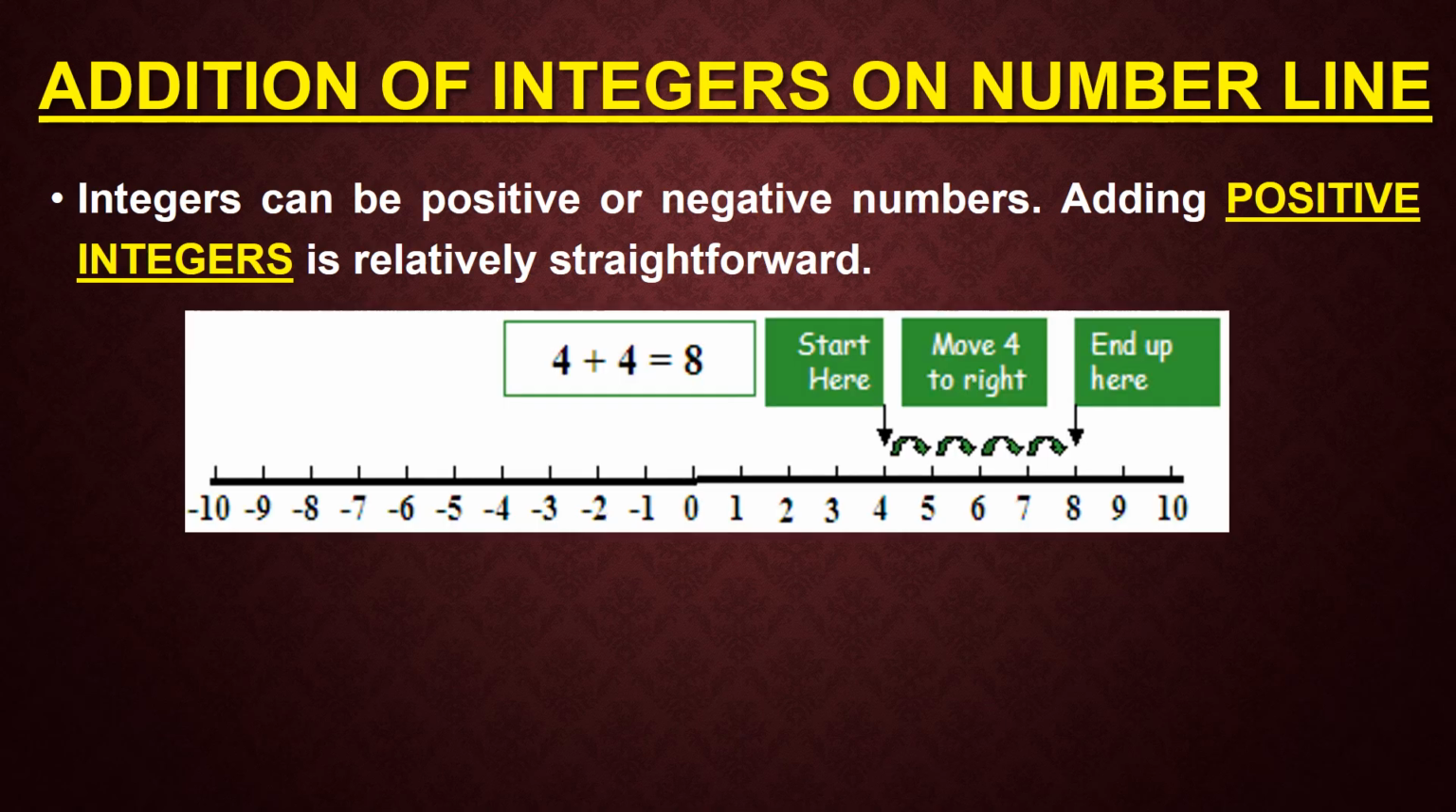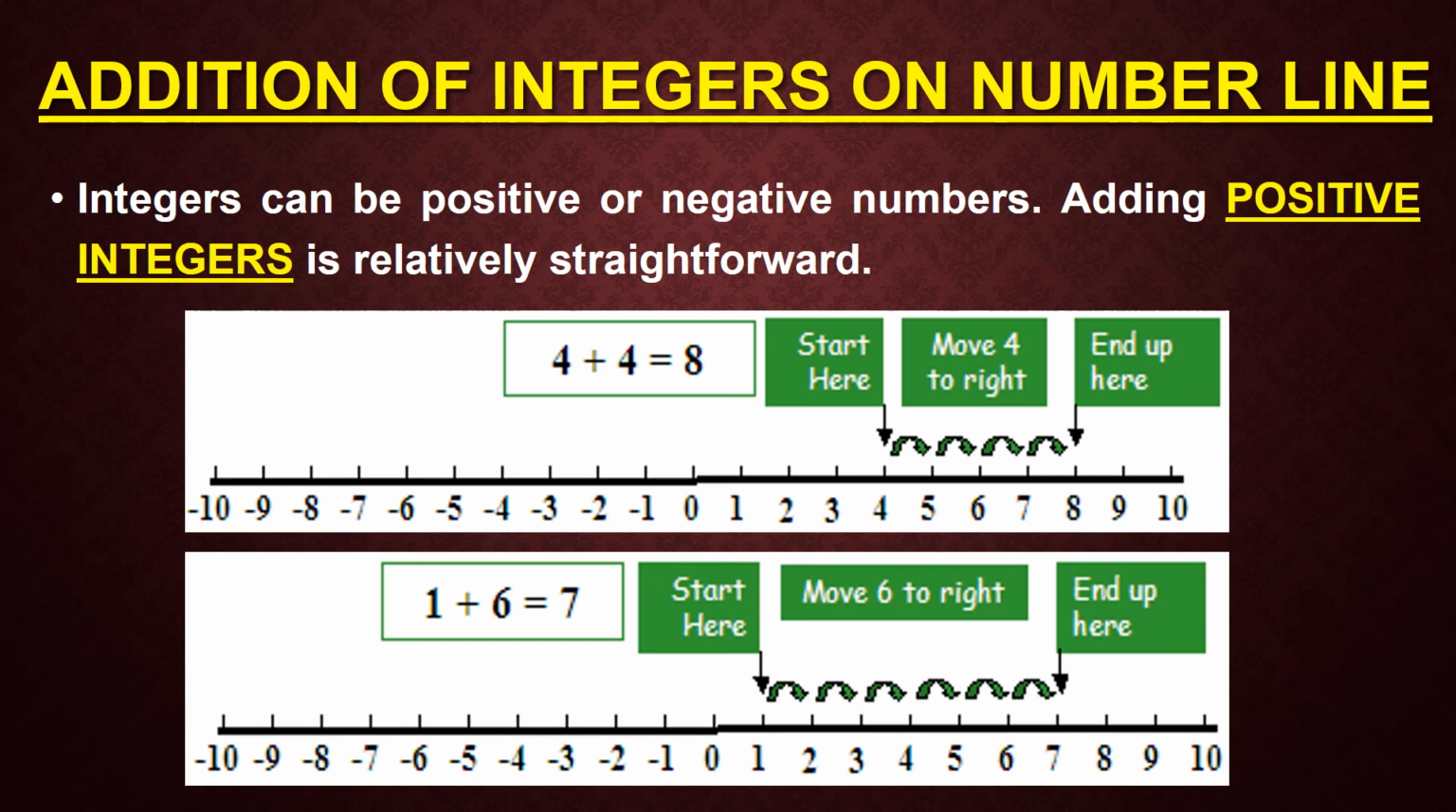4 plus 4. So we will start with the point 4 on number line, and we will take 4 jumps towards right. So we reach at 8, which implies 4 plus 4 is equal to 8. One more example, 1 plus 6. So we will start from point 1 on number line, take 6 jumps towards right and we will reach at 7. So 1 plus 6 is equal to 7.